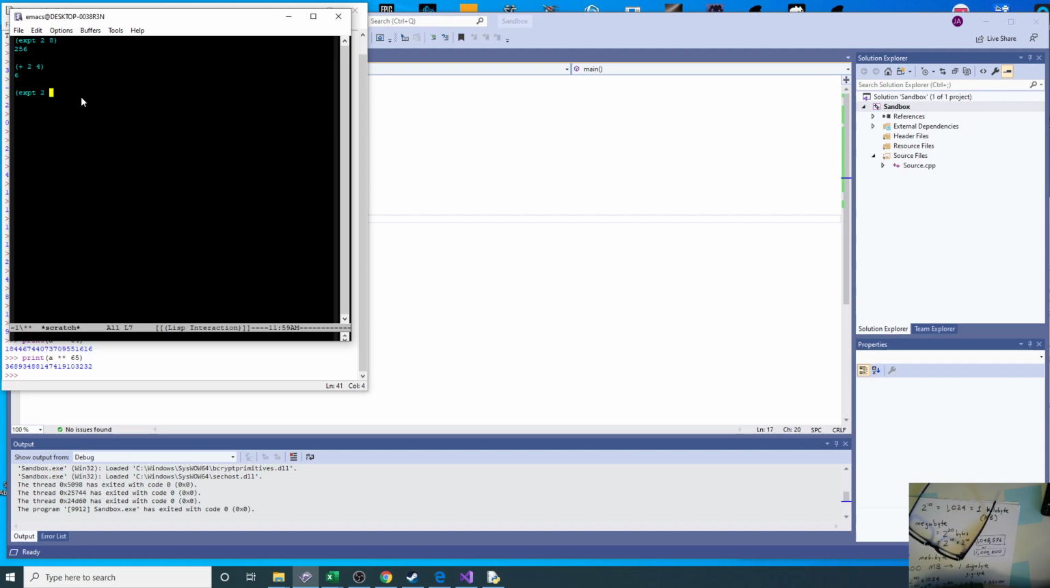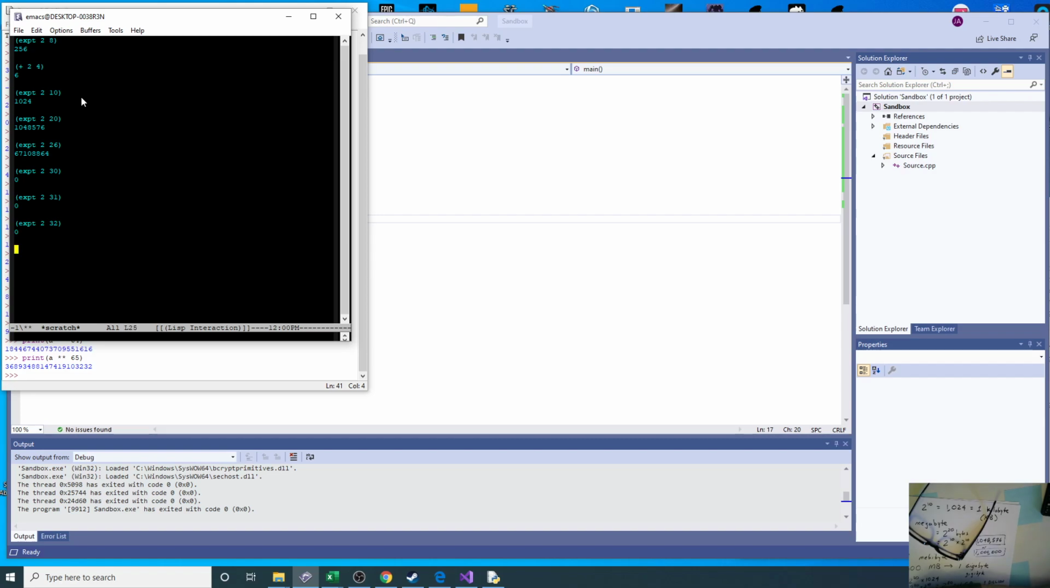So let's try that with some bigger numbers. 2 to the 10. 2 to the 20. Let's do 2 to the 26. Okay. 2 to 30. Uh-oh, I got a problem there, right? So that's not working, right?